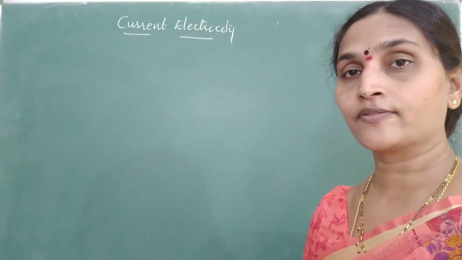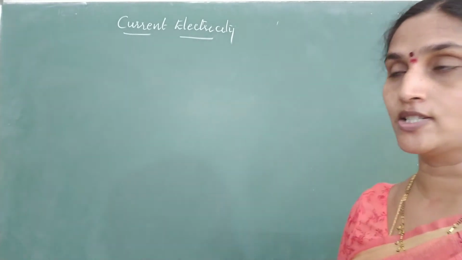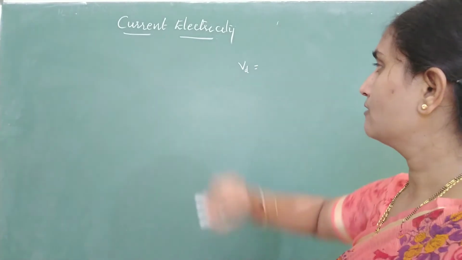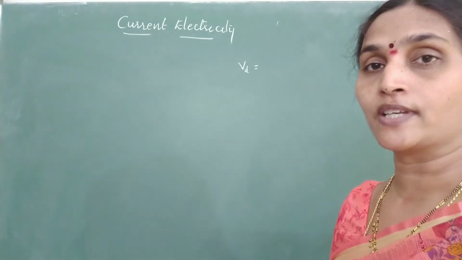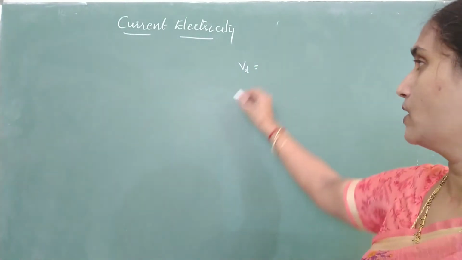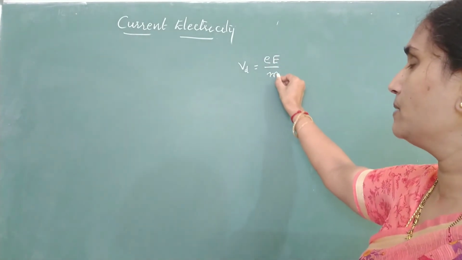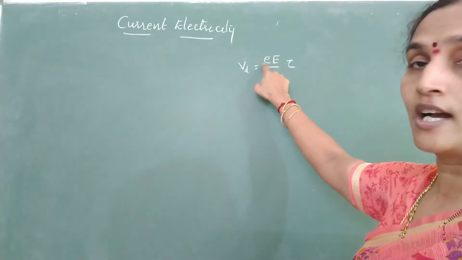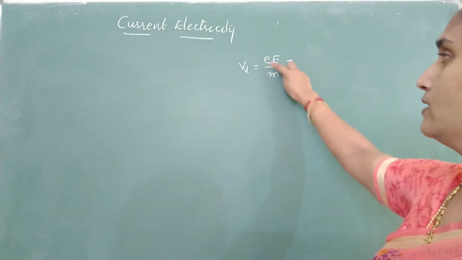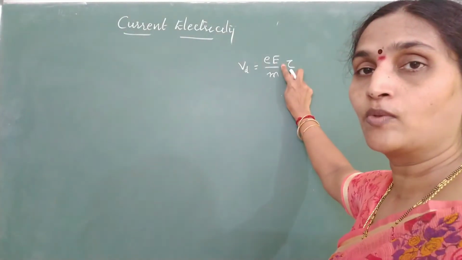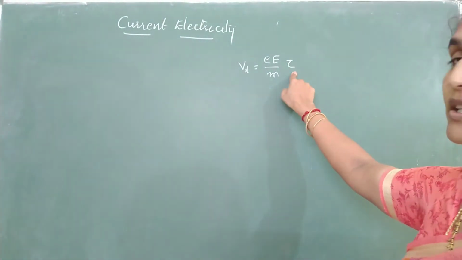Okay, now regarding drift velocity and electric current relations. What is drift velocity? It is the velocity acquired by the free electrons in the presence of an external electric field. We have proved that it is equal to e E by m into tau, where e is the charge of the electron, m is the mass of the electron, this e by m is the specific charge of the electron, capital E is the electric field we have applied, and tau is called the relaxation time.